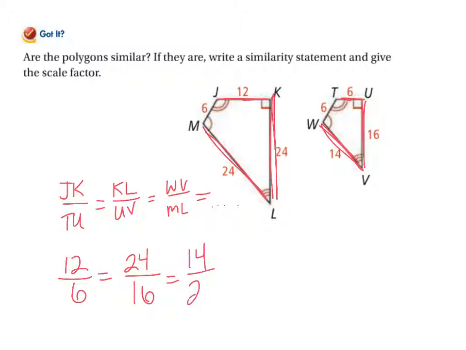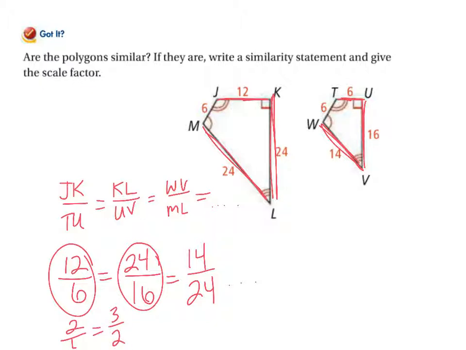And I would keep going, but here's the thing. I noticed pretty quickly this reduces beautifully. 12 to 6 is going to reduce to a 2 over 1. But this next one, that is not a 2 over 1. 8 would go into both. I could reduce it to a 3 over 2.